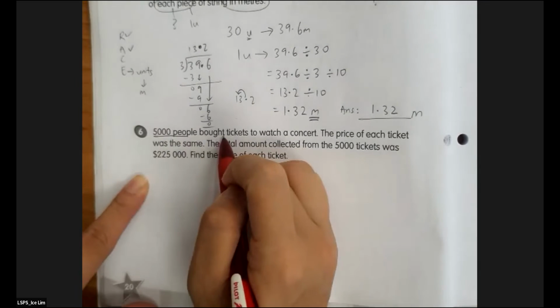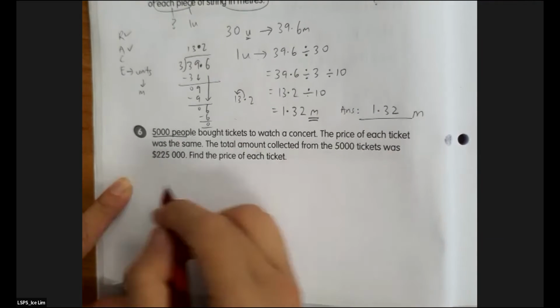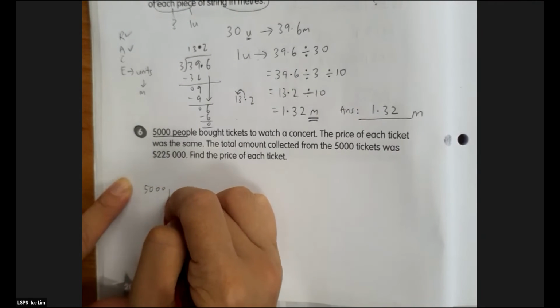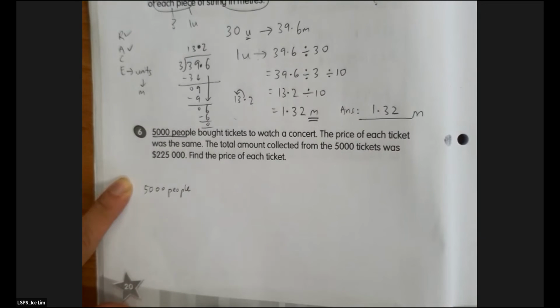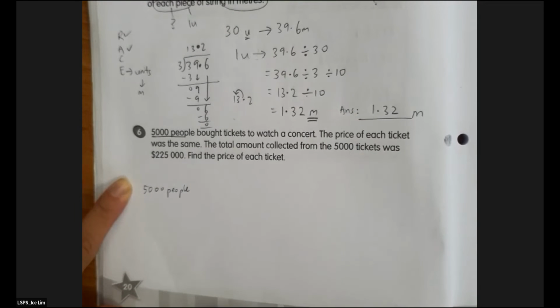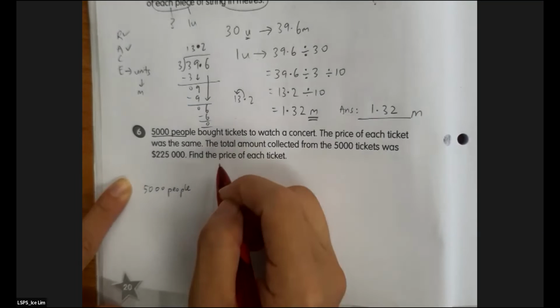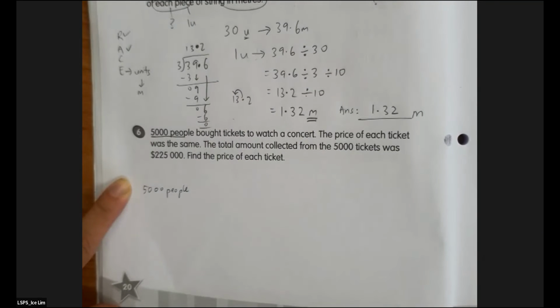5,000 people bought tickets to watch a concert. The price of each ticket is the same. All the tickets are the same. The total amount collected from the 5,000 tickets was $225,000. What's the price of each ticket?